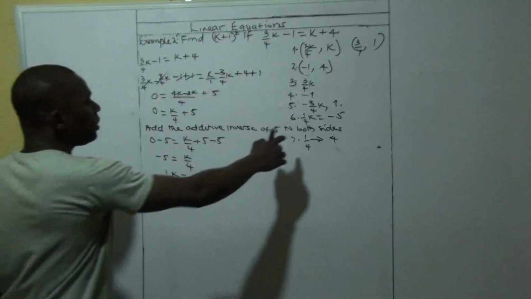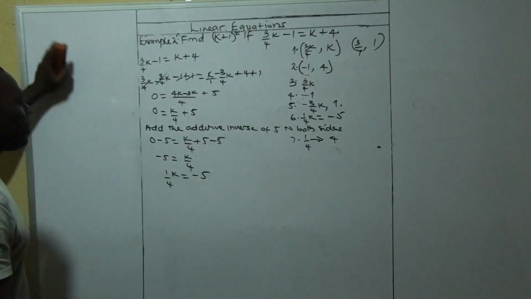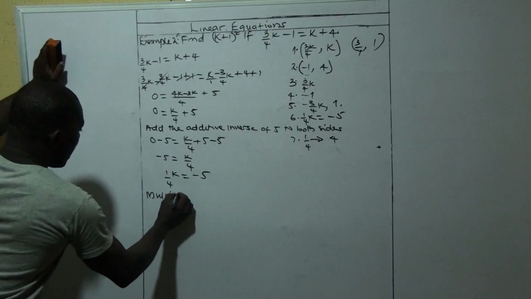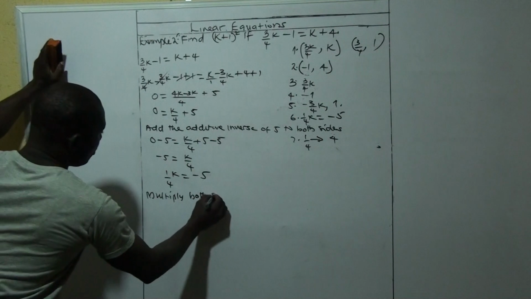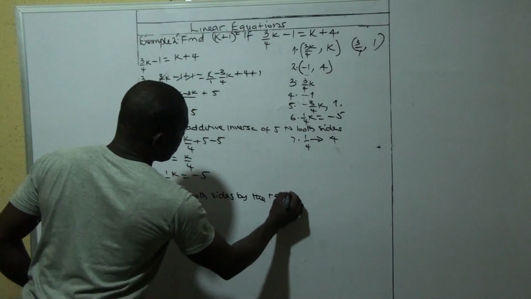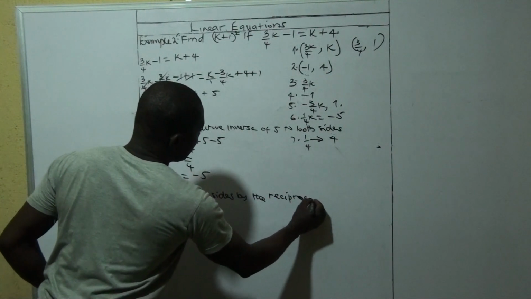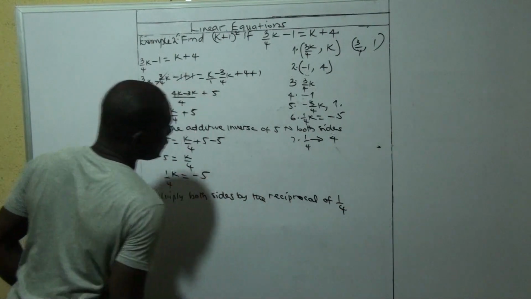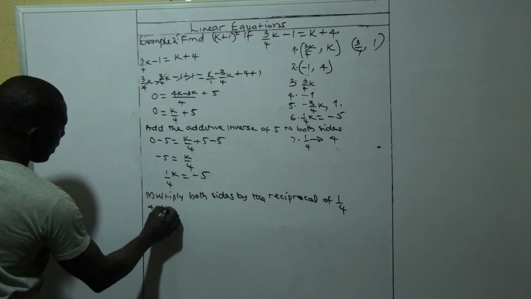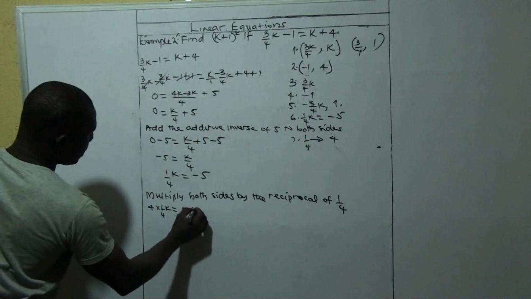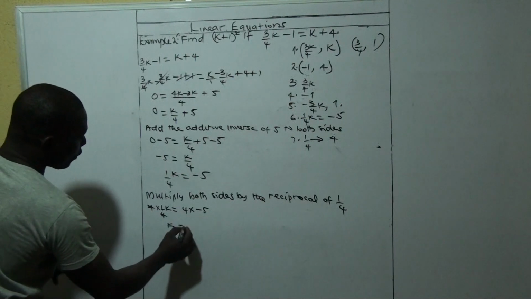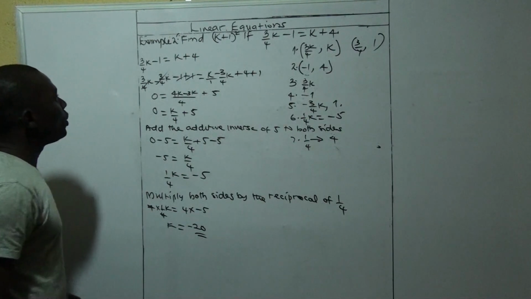So we're going to use this 4 to multiply both sides. That will be our last step. We multiply both sides by the reciprocal of 1 over 4, which is 4. So we say 4 times 1 over 4 k is equal to 4 times minus 5. This will cancel, so that your k will be 4 times minus 5. That will give us minus 20.